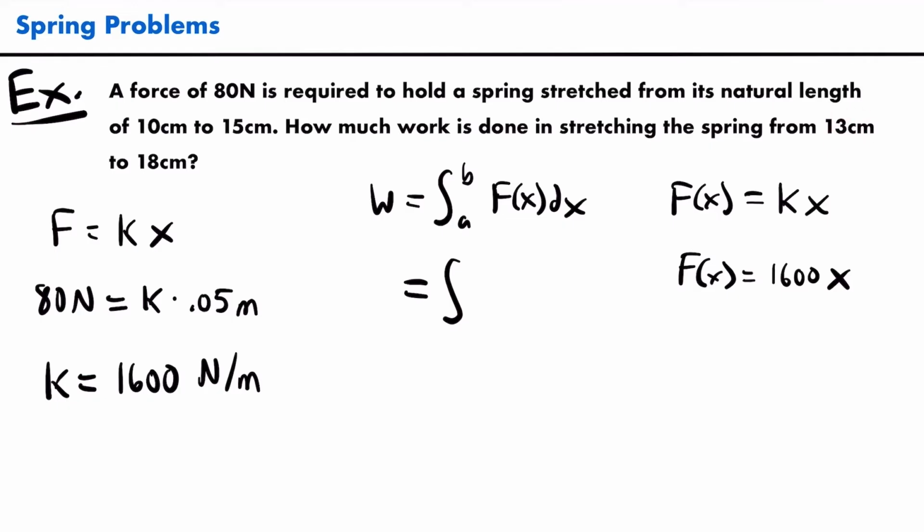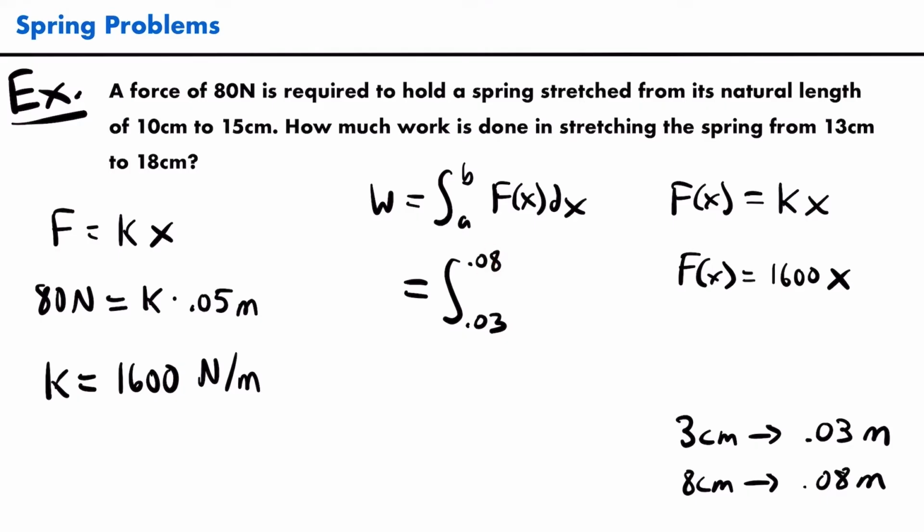And remember that we want to work in terms of meters here, not centimeters. And so 3 centimeters is the same as 0.03 meters if we divide that by 100, because there's 100 centimeters in a meter. And so 0.03 is our lower bound, but then our upper bound, we want to stretch to 18 centimeters, which is 8 centimeters from the natural length of 10. And so 8 centimeters is the same as 0.08 meters, and so that will be our upper bound. We will have 0.08, and now we have our bounds of integration for this definite integral to calculate the work.